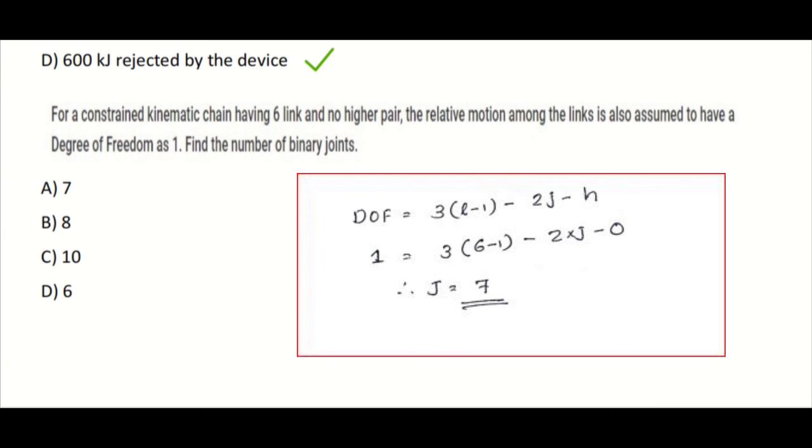h. Okay. Here the number of links is given, that is 6. The number of binary joints we need to calculate, and the higher pair h is given, that is 0. From that we can find the binary joints, j, that is equal to 7.